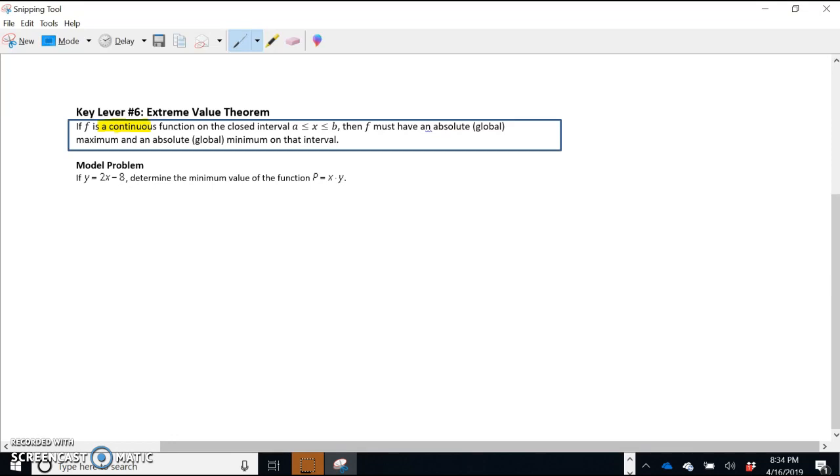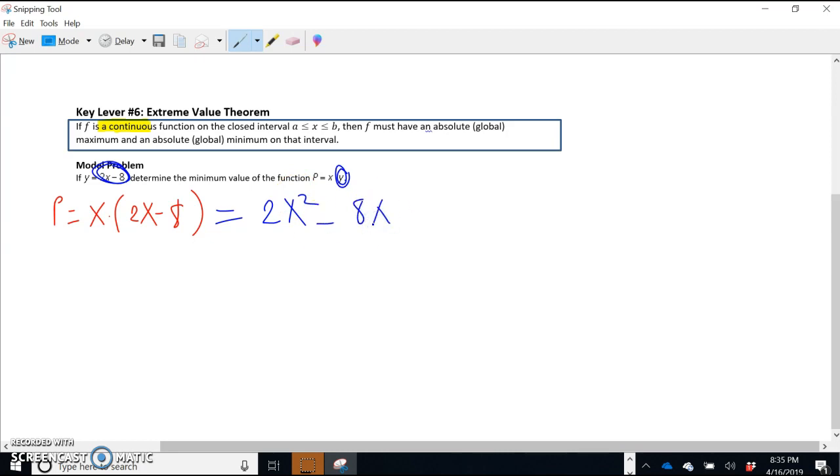If y is equal to 2x minus 8, determine the smallest value of the function p equals x times y. Another way of writing p would be p equals x times (2x minus 8). The reason I'm able to make that connection is because the y right here I'm replacing with the way that y is defined. So let me clean that up. That's 2x squared minus 8x.